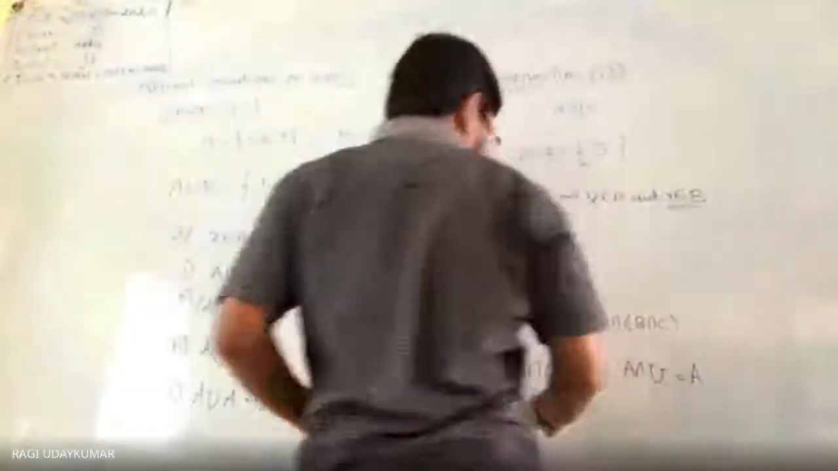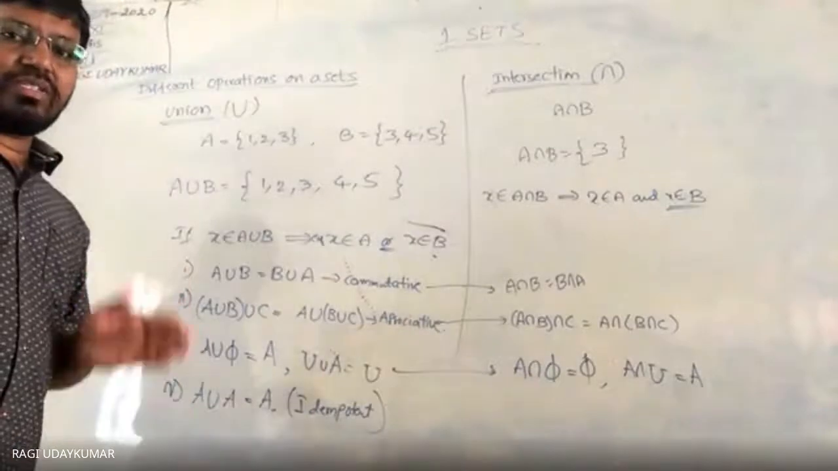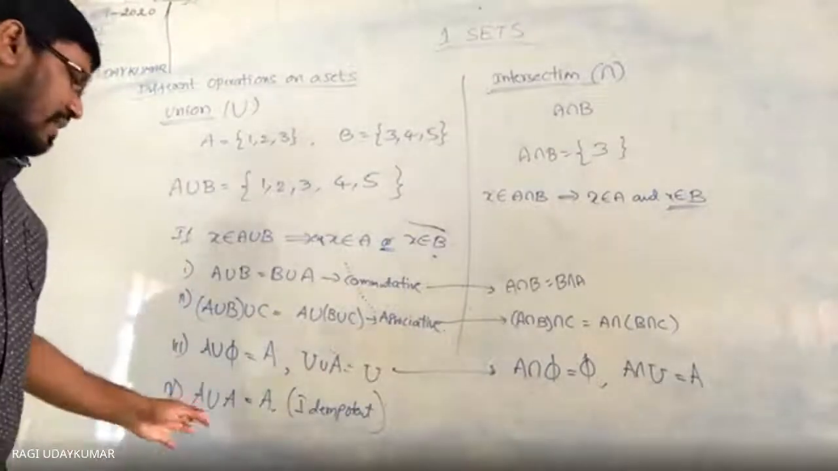So A intersection phi is phi, and in the same way the idempotent law for intersection: A intersection A is equal to A only.